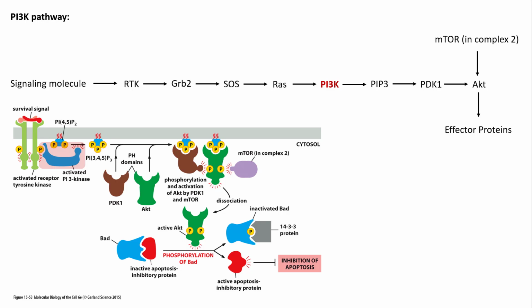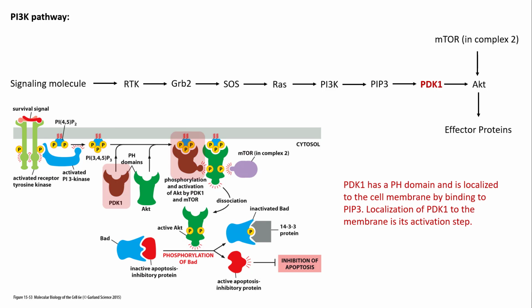So here in this picture you can see that PI3 kinase that has been localized to the cell membrane goes on to activate PIP3, meaning that you're increasing the concentration of PIP3 in the cell membrane by catalyzing the reaction of PIP2 to PIP3. PDK1 has a PH domain and is localized to the cell membrane by binding to PIP3. Localization of PDK1 to the membrane is its activation step.